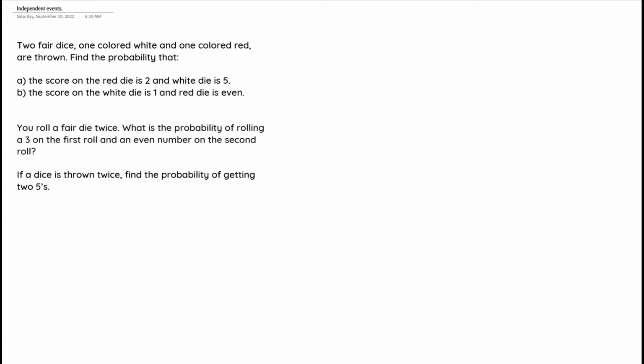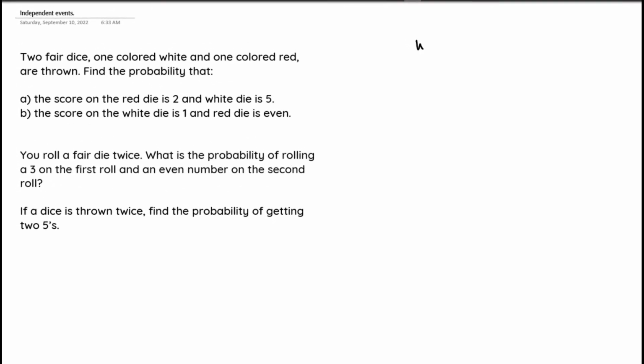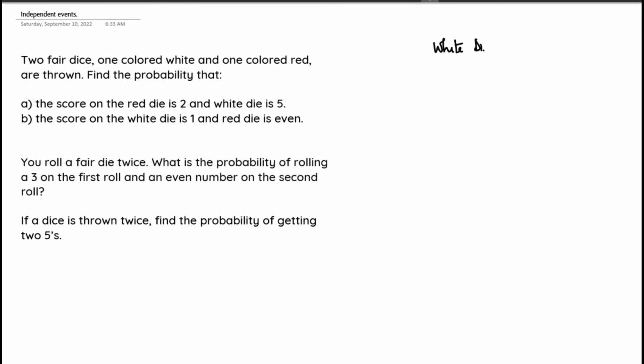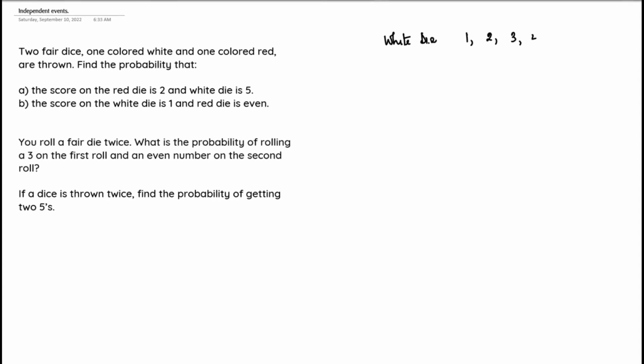So our question says we have 2 dice right here. We have the white die and we have the red die, but because I'm working on the whiteboard with a black marker, I will assume my white die to be black and the second die is going to be red. So this is the white die right here, and the sample space is going to be 1, 2, 3, 4, 5, and 6. For our red die, the sample space is also going to be 1, 2, 3, 4, 5, and 6.